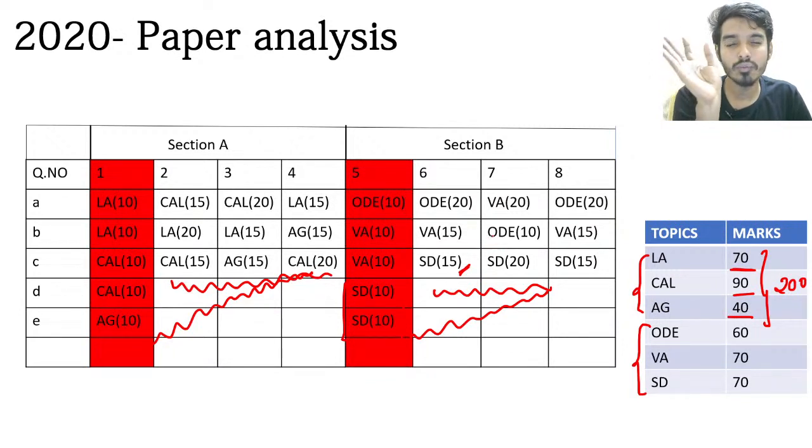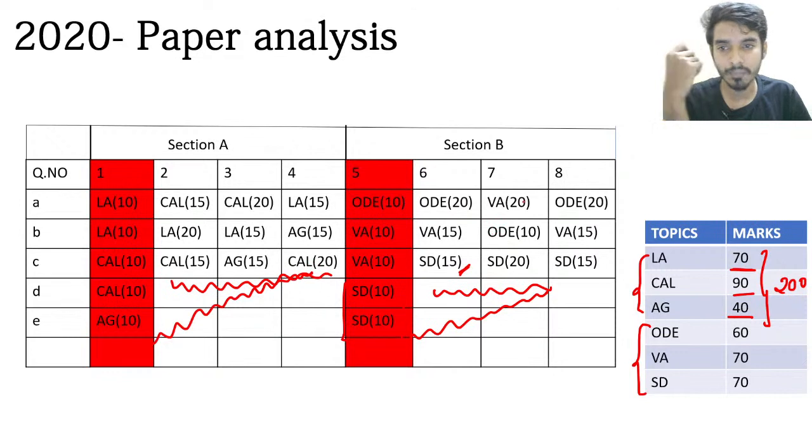So make sure that you read all the chapters, right? And again, you can see from 5, 6, 7, 8, these 3 chapters are split up in a way. You can see vector analysis is 70 marks, statics and dynamics 70 marks, and ODE has 60 marks, right?